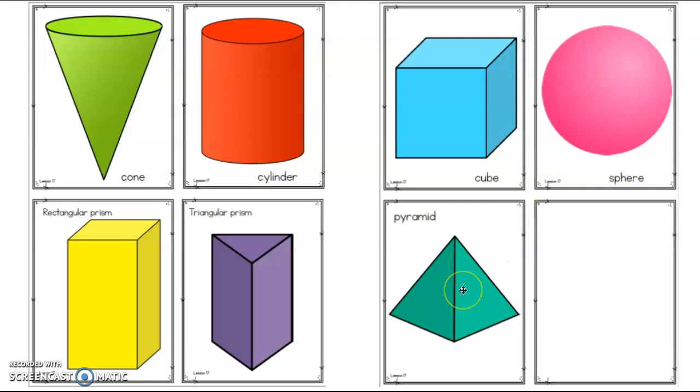And then this last green one is called a pyramid. Say that word with me. Pyramid. Good. If you look on this flat side, what shape do you see? A triangle. Good. But on the bottom where it's sitting, it's actually in the shape of a square so that it can sit nice and flat. So that is a pyramid.